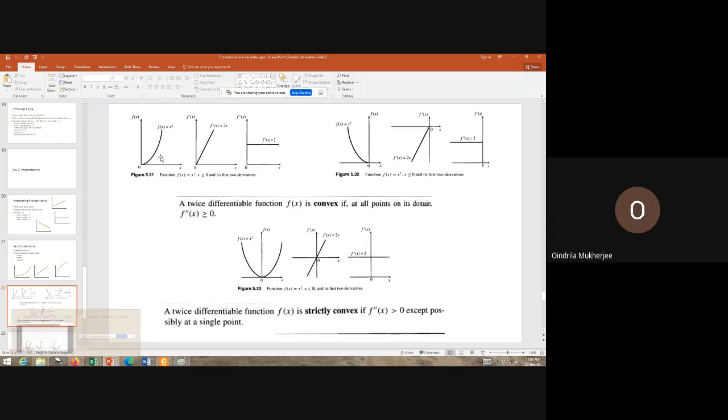Convex. It is convex. So the first, and it is upward rising, right? So it is positively sloped. So the first derivative will be positive.